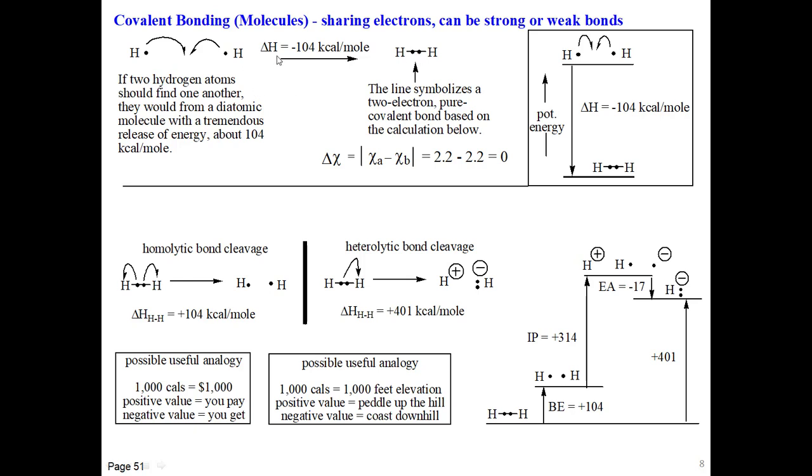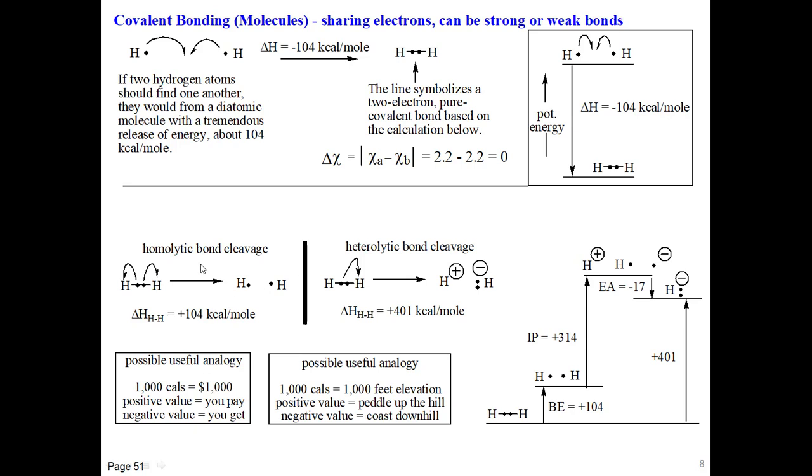Okay, and that would release 104 kilocalories per mole. That's a tremendous amount of energy. Okay, it's very large bond energy for such a tiny little molecule like this. Now the difference in electronegativity, since they're both the same, would be 0. So the charge would be equally distributed between these two hydrogen atoms. If we turned it around, well here, if we made the bond, we would release 104 kilocalories. Remember, that's a negative value because we're getting more stable than we were up at the top. So that's like you get paid $104,000.